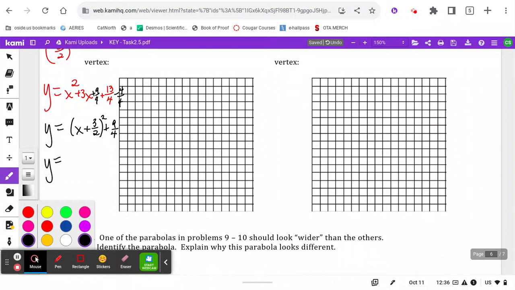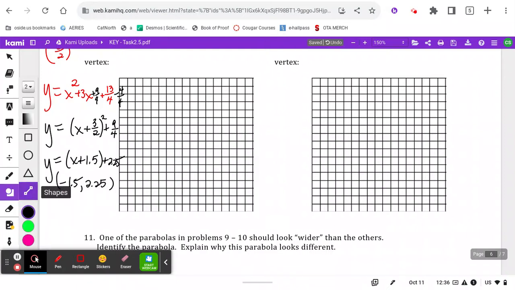And then what this really means is negative 1.5. And then do 9 divided by 4. Let's get that decimal. How'd you do? Did you get 2.25? So my vertex is at negative 1.5, 2.25. Let's go graph that.